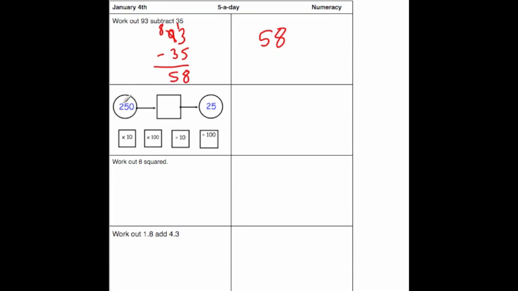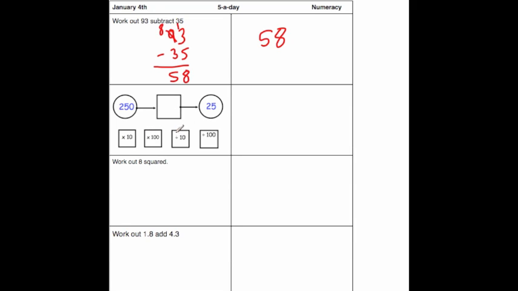Our next question. We've got 250, some operation, and then we've got 25. And then we've got to choose which one of these is the right option. So we can times by 10. Well, if we're timesing 250 by 10, it would make it bigger. If we multiply it by 100, it's going to get even bigger.